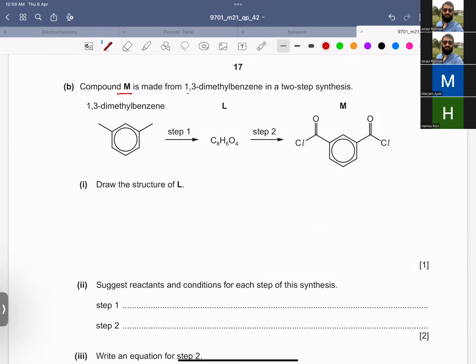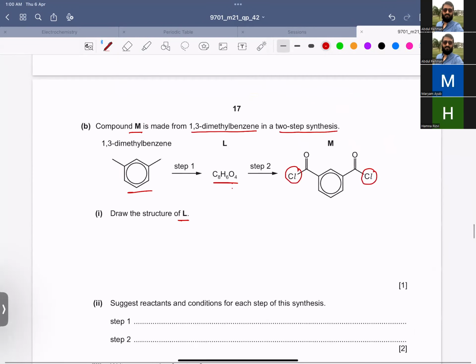Compound M is made from 1,3-dimethylbenzene, and here it is, in a two-step synthesis. If we see compound M, we have 2 chlorines over here, but in compound L, there is no chlorine, but 4 oxygens. Draw the structure of L. So can anybody identify which functional group is present in compound L? Carboxylic acid. Carboxylic acid, yes, very good.